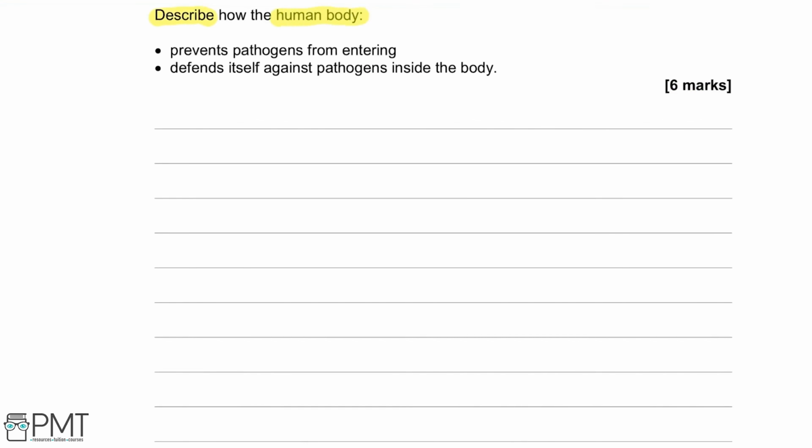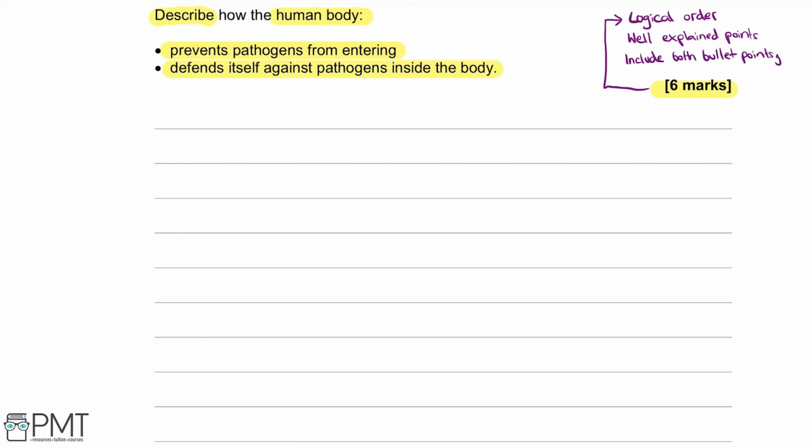Describe how the human body prevents pathogens from entering and defends itself against pathogens once those are inside the body, and it's worth 6 marks. So when going for full marks on a question like this, you've got to make sure that you're making your points in a logical order, and then you've got to explain them so that the examiner really knows you understand what you're talking about. And then you've also got to make sure you include both of the bullet points given to you in the question. So let's start by considering the first bullet point, how the body prevents pathogens from entering into it.